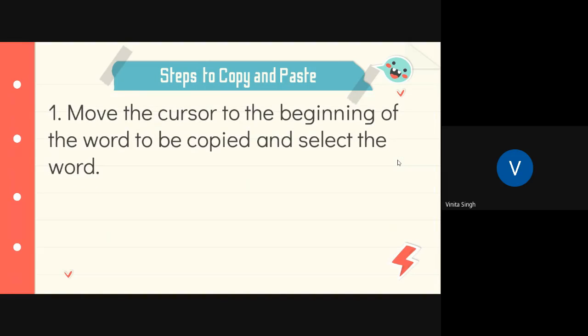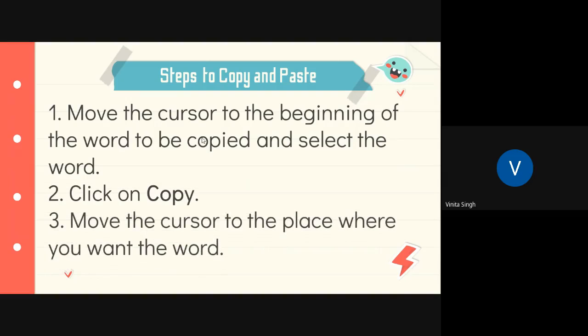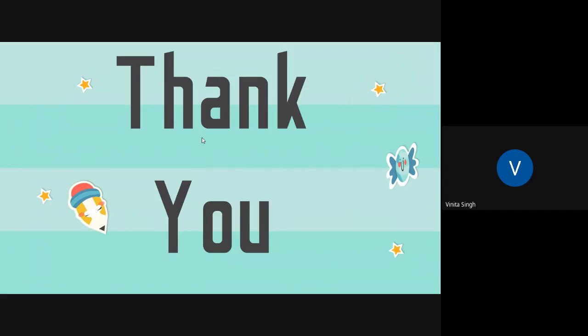So all you need to do is move the cursor to the beginning of the word to be copied and select the word. Click on copy. Move the cursor to the place where you want the word. Click on paste. These are the steps through which you can copy any word or any content by using the copy paste option. I hope all of you have understood how to copy and paste.